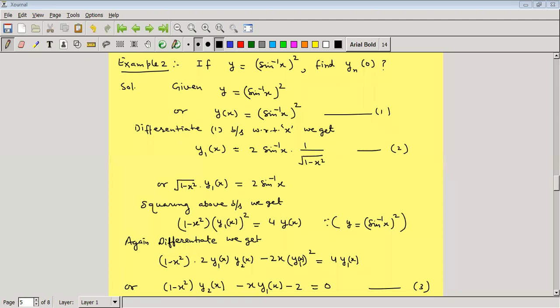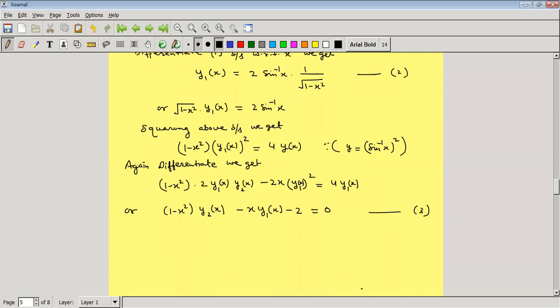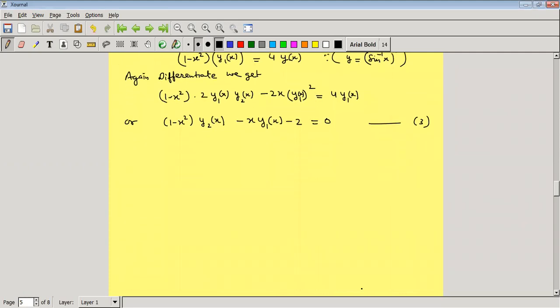Now let us discuss one more example. We have already discussed this example in my previous video lecture. So y is equal to (sine inverse x) whole square. We have to find the nth derivative of y at point 0. So you quickly go through all these steps. We have already discussed these. So now come to equation number 3. So this is equation number 3.